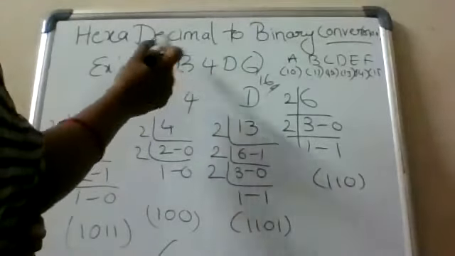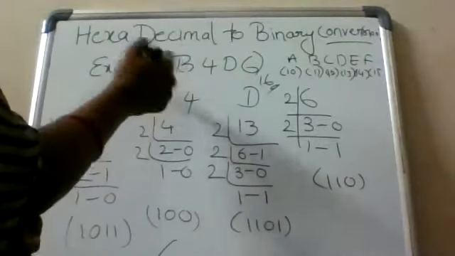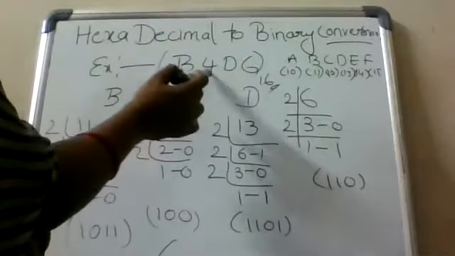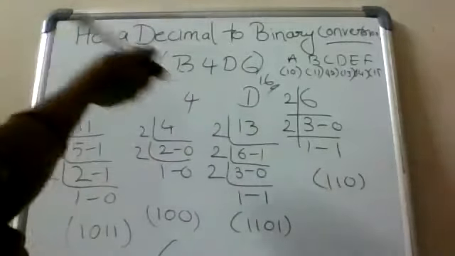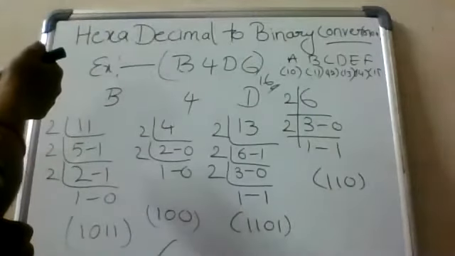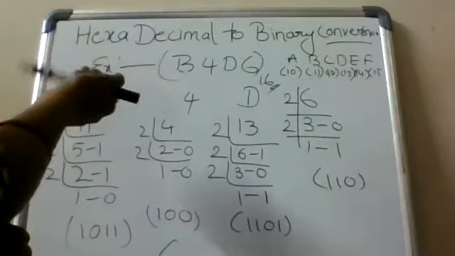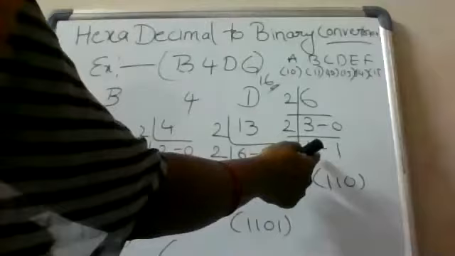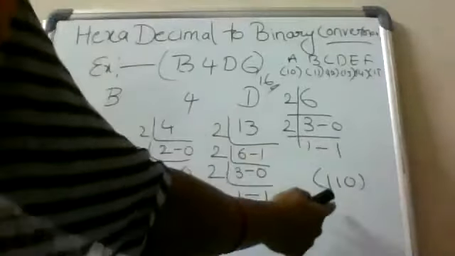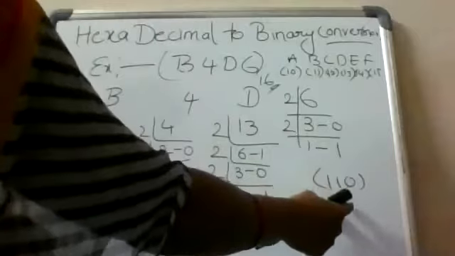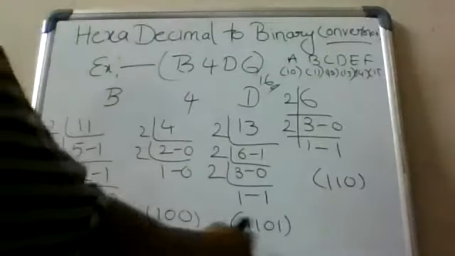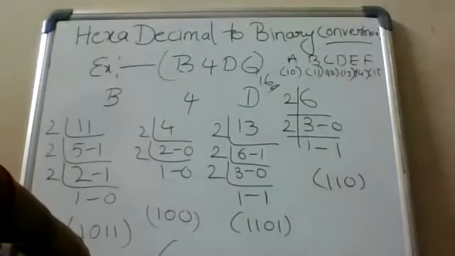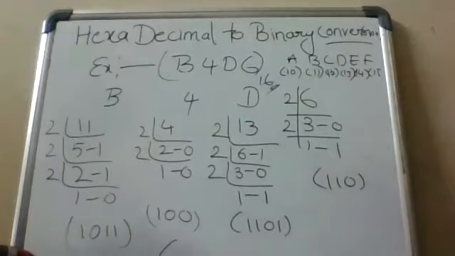For hexadecimal to binary conversion, take every number of the given number separately: 6 separately, D separately, 4 separately, B separately. Every number is divided with 2. In the division, we should write the remainder. After the remainders, write from bottom to top. We get every number converted to binary. After combining all the answers, we get the hexadecimal to binary conversion. This is the hexadecimal to binary conversion.